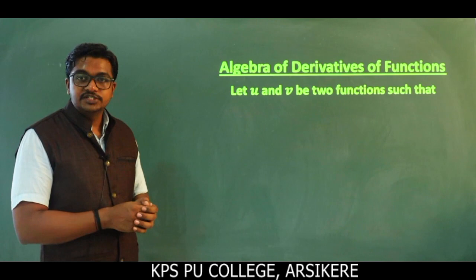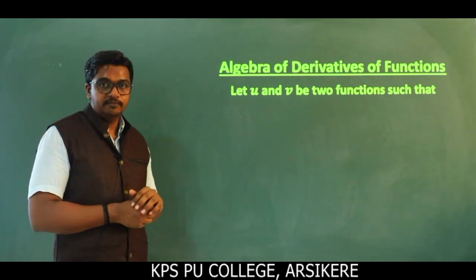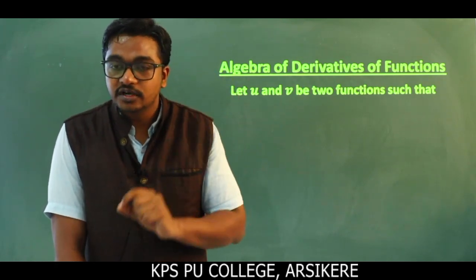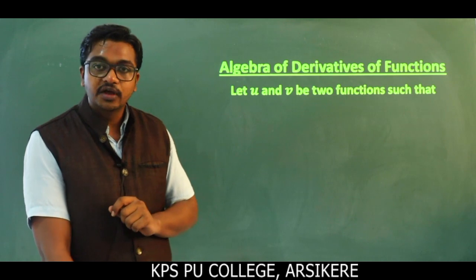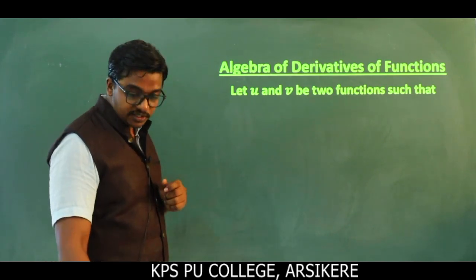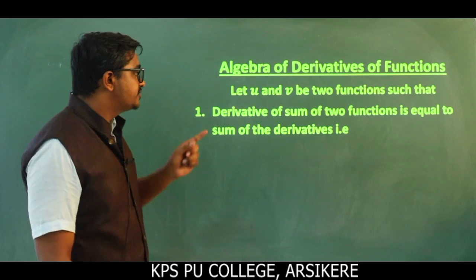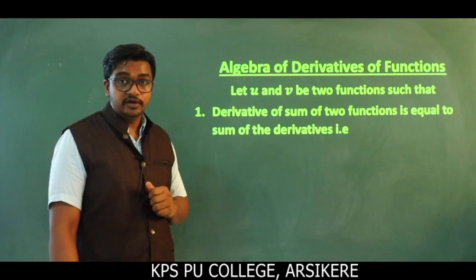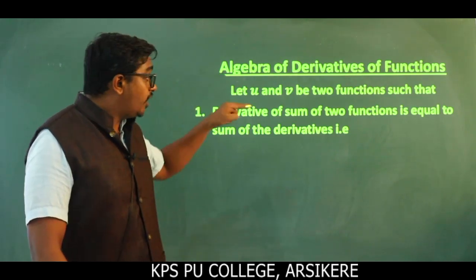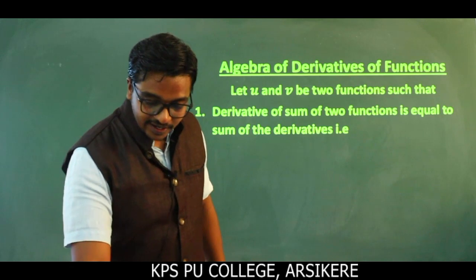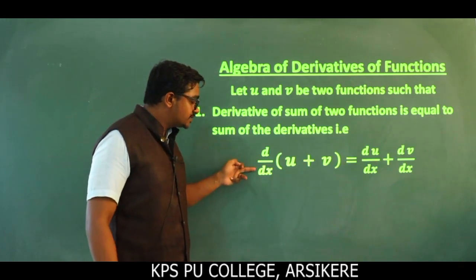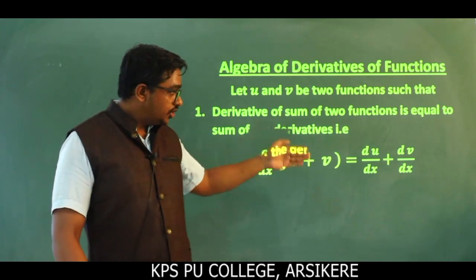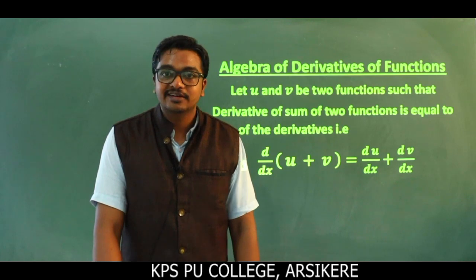Instead of taking f of x and g of x, I have taken here u and v. So both u and v are functions of x. Let them be two functions such that, first one, derivative of the sum of two functions is equal to the sum of the derivatives. Just observe here, d by dx of u plus v is equal to du by dx plus dv by dx.